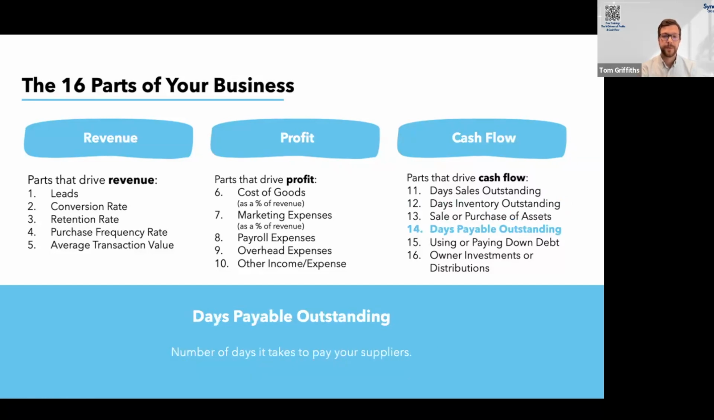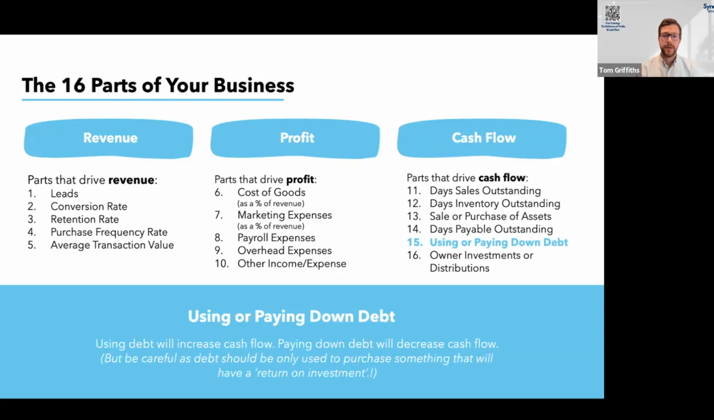Okay, and then we have the days payable outstanding. Let's say this is essentially how long it takes us to pay our suppliers. So we want to keep this number as high as possible without upsetting anyone. Okay. Then we have using or paying down debt. So we should be careful with debt. Debt can be good, but it can also be dangerous. So we want to make sure that we're using debt to invest in assets or things that are going to have a positive return on investment.